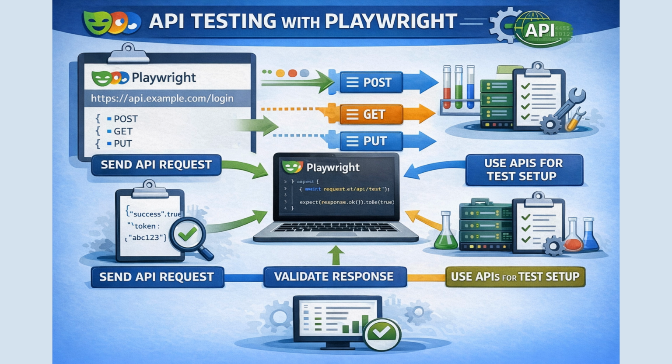Step 3. API testing with Playwright. Here's something many people don't realize. Playwright can test APIs as well, not just the UI. At the advanced level, you should know how to send API requests, how to validate API responses, how to use API calls for test setup and data creation. This approach reduces execution time, improves test reliability, and makes your automation more efficient. Interviewers love this because it shows you understand smart automation strategies.